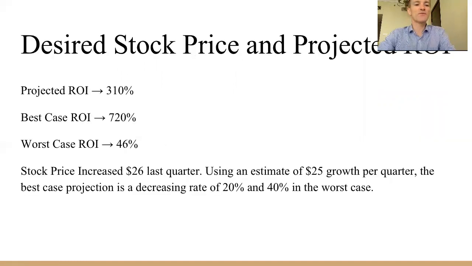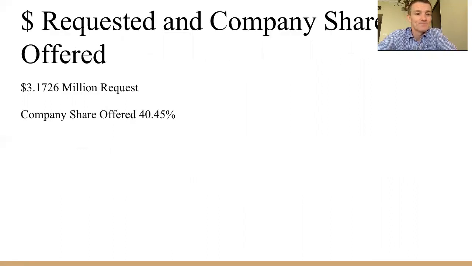And here we felt like some of those projections are super aggressive and maybe even getting a little bit unrealistic in terms of an ROI. Stock price increased $26, using an estimate of 26 growth per quarter. It kind of lost us there a little bit in terms of coherence. You might want to think about your financial modeling in terms of how realistic it is. If it sounds like too much of a good thing, then often it is.